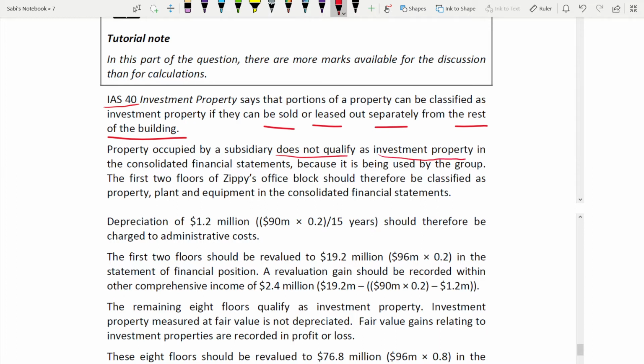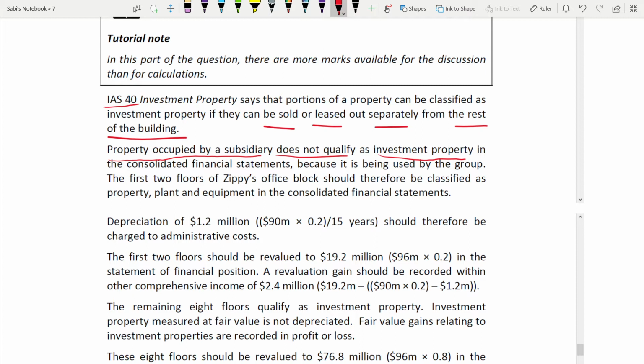The property occupied by a subsidiary. By whom? Please mention clearly. Because there were two. One is given to employees, the other one is given to a subsidiary free of cost. So they are saying the one given to the subsidiary, property occupied by a subsidiary, does not qualify as investment property. The one you have given to the subsidiary.